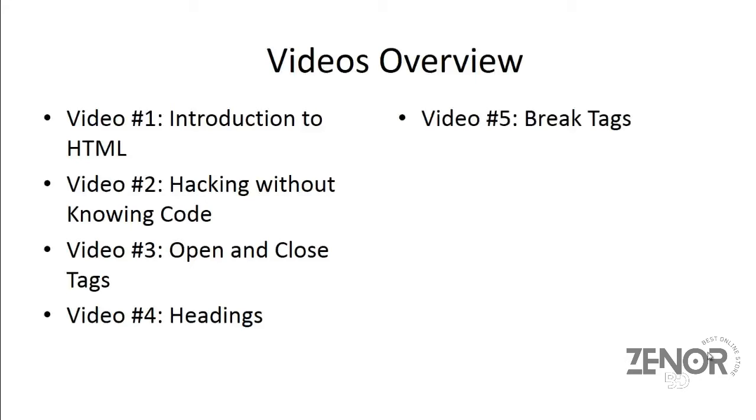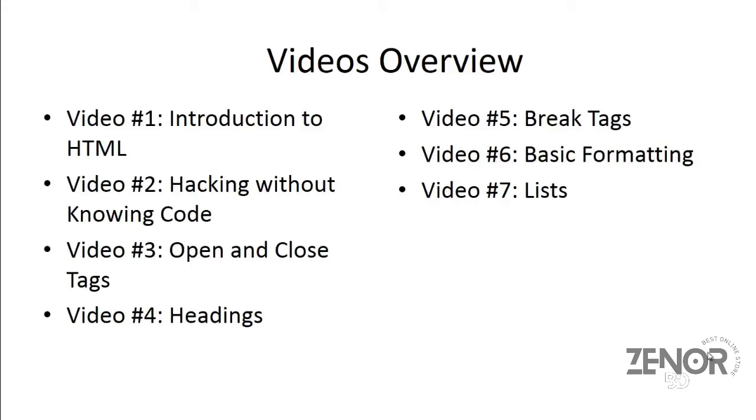Video number 5, we're going to talk about break tags. Break tags allow you to break sentences up so that you have white space in between. This is also good for creating white space between images and everything like that. Video number 6, we're going to talk about basic formatting, underlining, bolding, italicizing, things like that you are going to run into. Video number 7, we're going to talk about lists, unordered lists and ordered lists. How do you create these types of lists? Because this is something that you're going to want to do.